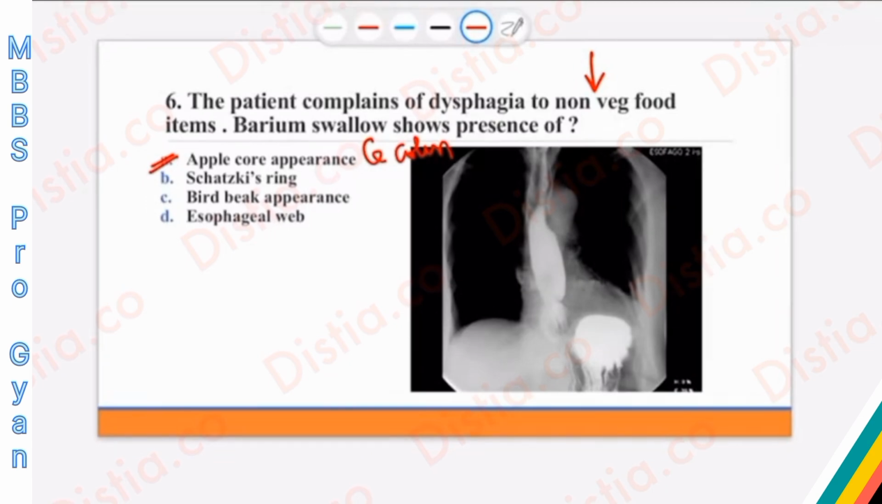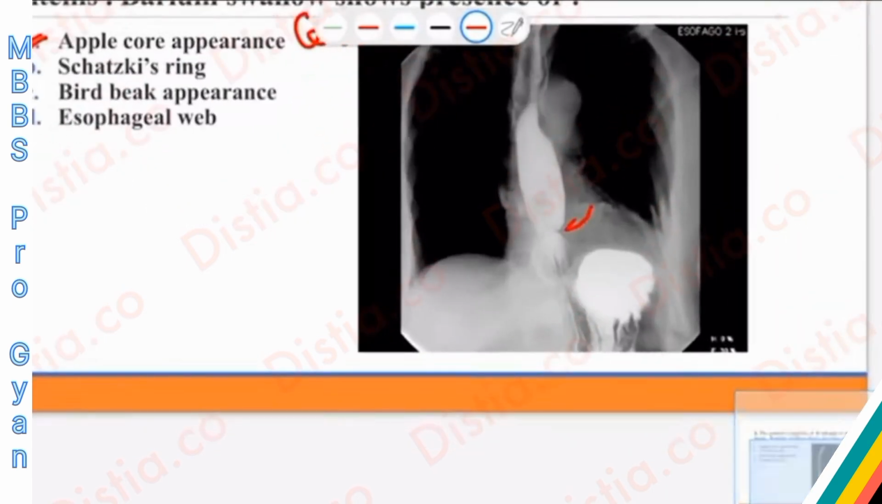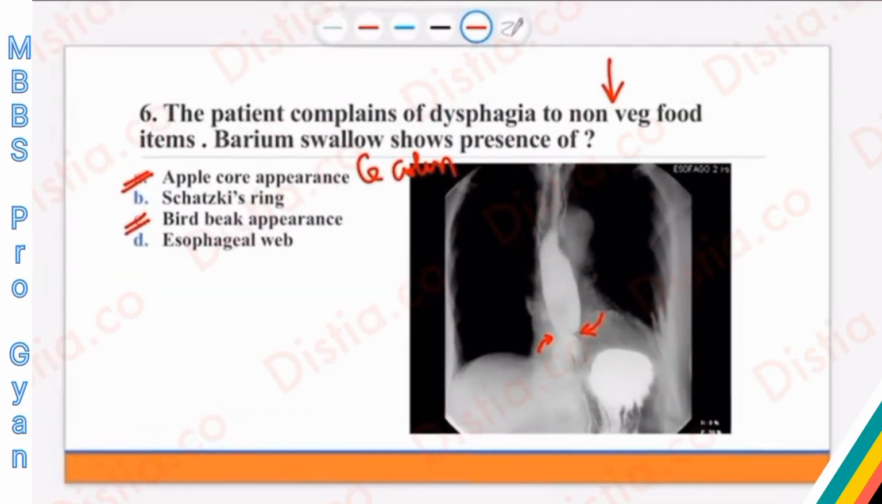B says Schatzki's ring. Well, it's a malformation in the lower part of the esophagus, and in this particular case, you can definitely see some indentation. This indentation is in the lower part, and therefore it is limiting the contrast which is flowing into the stomach. So yeah, Schatzki's ring can be a possibility. Let's read C. Bird beak appearance is seen with achalasia cardia. Definitely not a bird beak, so ruled out. So you have to select between option number B and D, Schatzki's ring and esophageal web. Please appreciate the fact that esophageal web is more common in the upper esophagus.